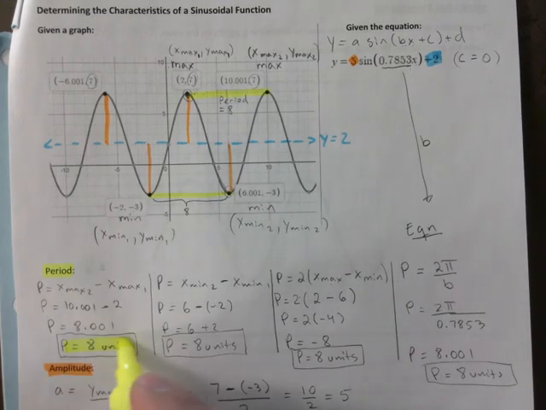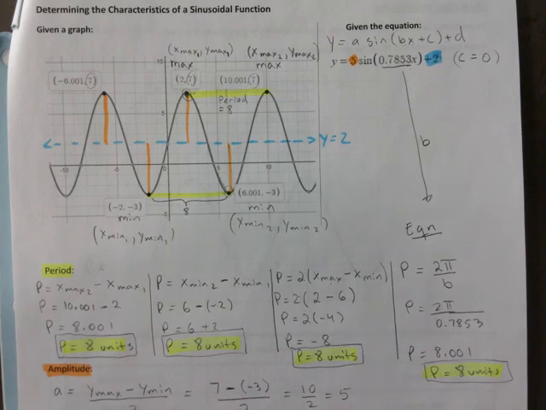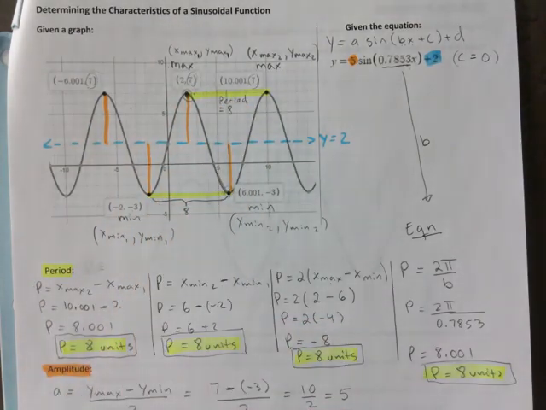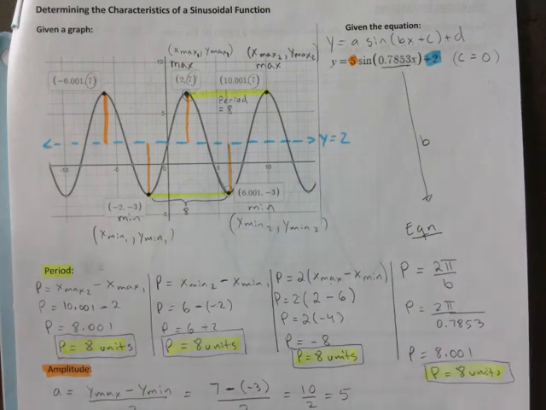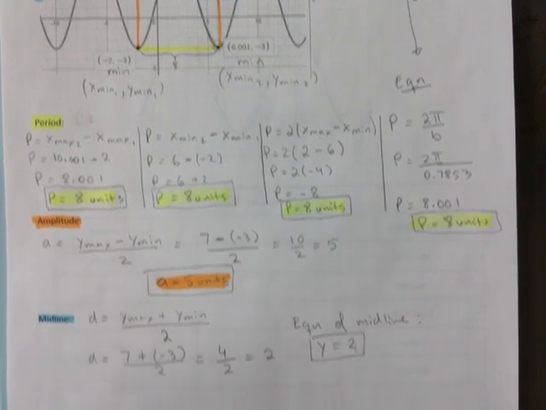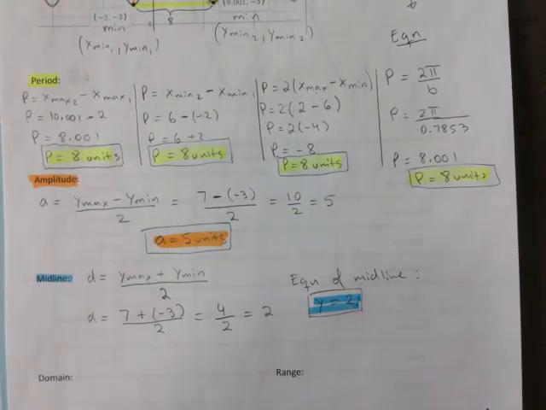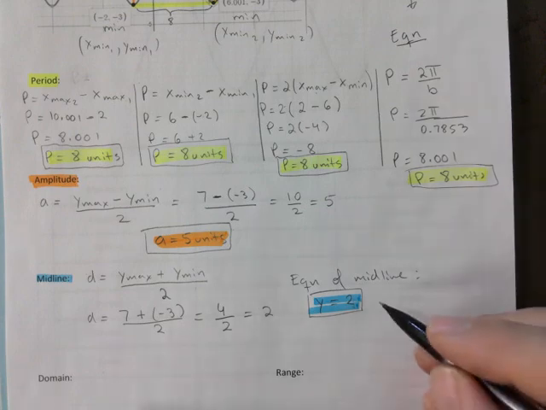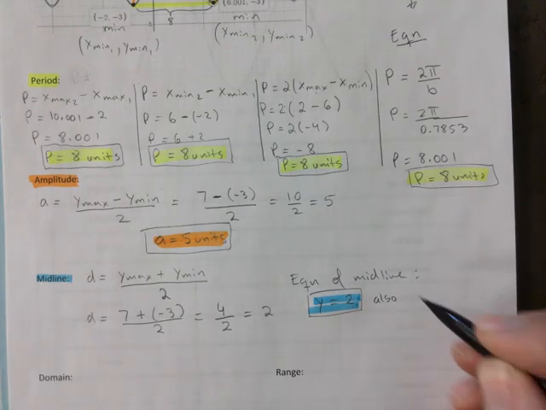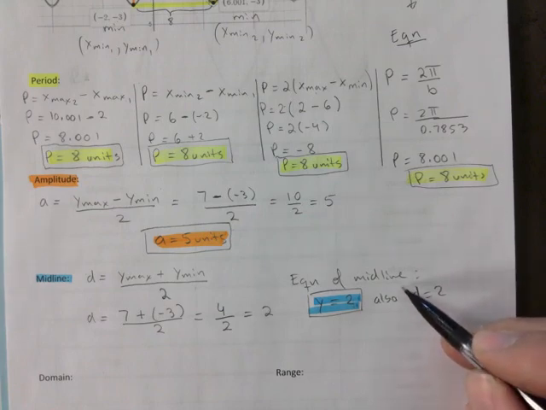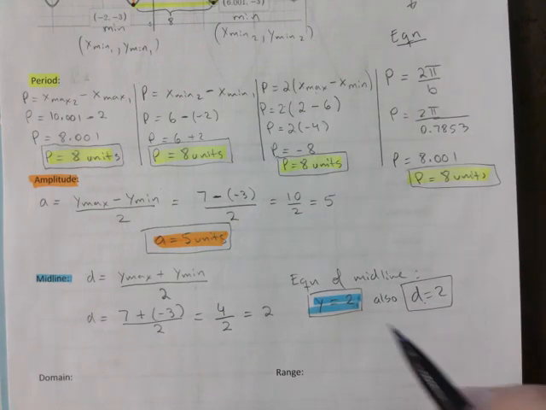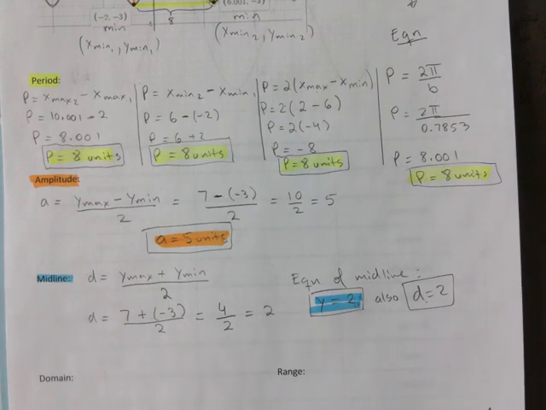And I will highlight all the periods with the same highlighter I used for the horizontal distance. Your period is the only one that involves the x values. Everything else so far has involved the y values, right? I will also go down to the midline here. And can I just say, also, d is equal to 2, right? It's the same thing. D on the equation, on the graph, would be the line y is equal to 2.